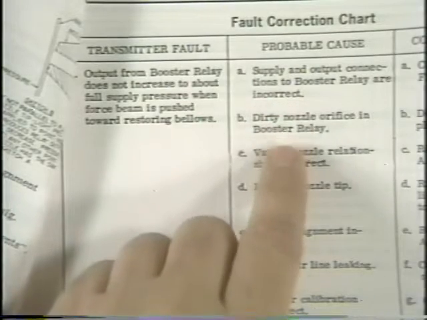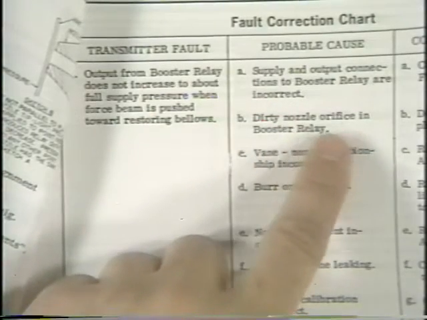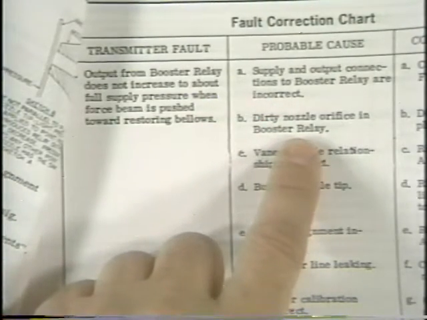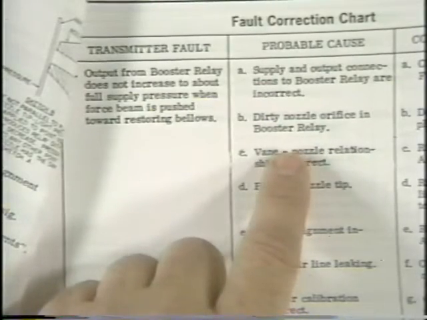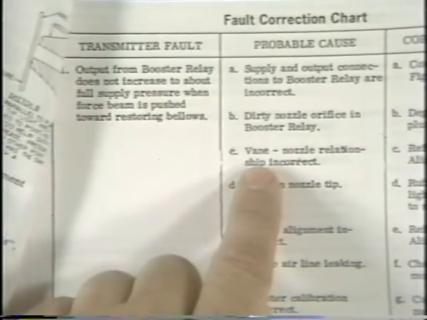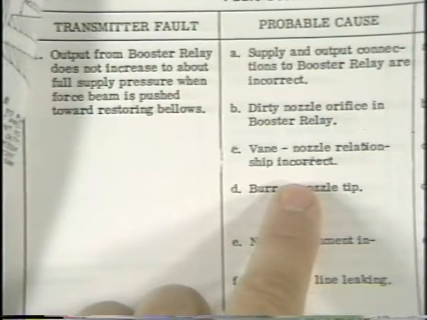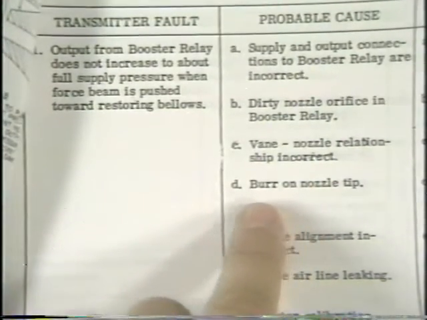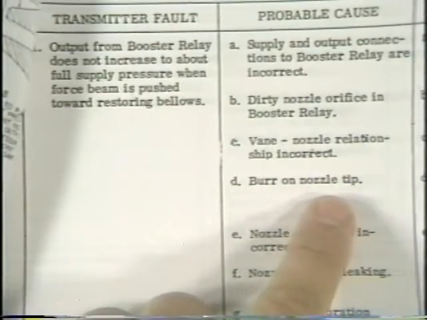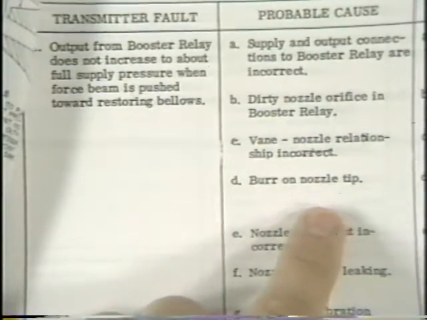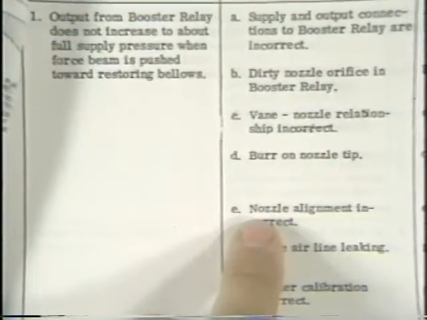No, it wouldn't have been working right at any time. Dirty nozzle orifice and booster relay. I punched those out when I was in the field. Vane nozzle relationship incorrect. Now that's a possibility. Let's see what else we've got. Burr on nozzle tip. I'll check that when I look at the nozzle relationship. Nozzle alignment incorrect.